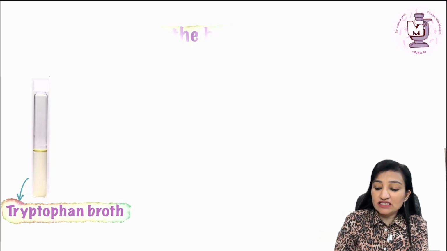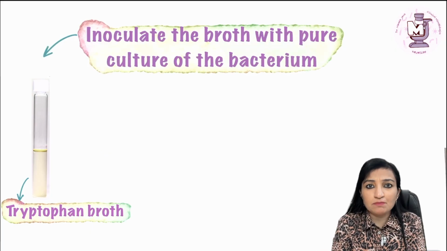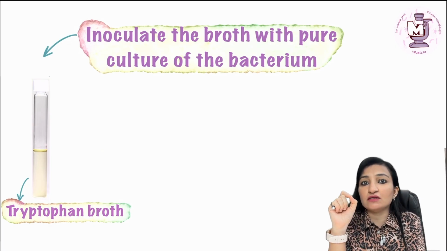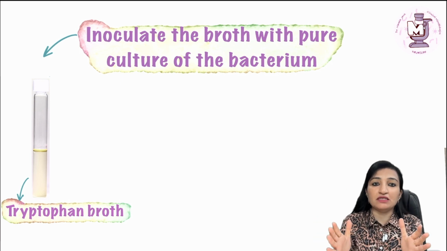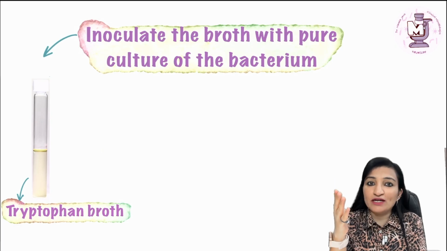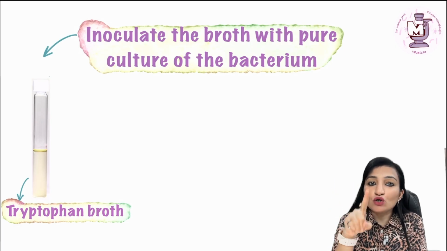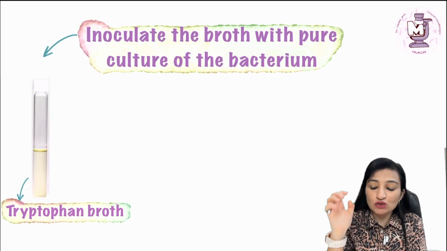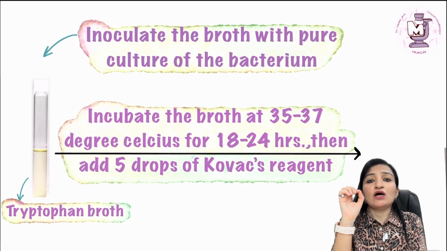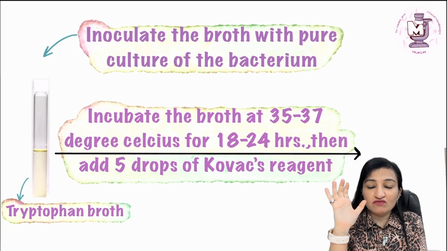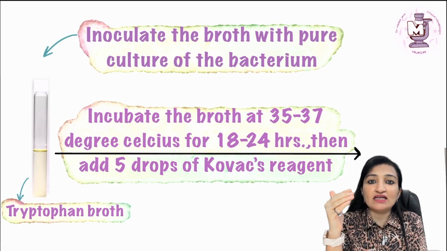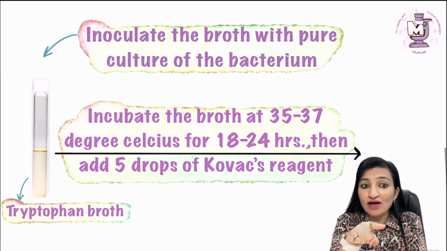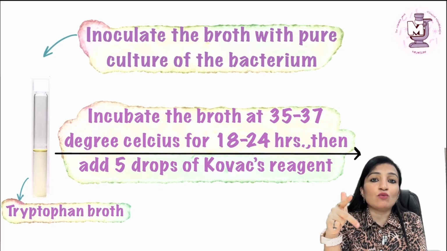Okay, so let's say you have some clinical sample which you have inoculated on some culture medium, and you got pure colonies on that medium. And you want to do the indole test now. So what you will do is inoculate this broth, that is tryptophan broth, with the pure culture, meaning pure colonies of the bacterium. Now imagine that bacterium is indole positive, meaning it has the tryptophanase enzyme, and therefore it is going to break down the tryptophan present in the tryptophan broth into IAP, that is indole, ammonia and pyruvic acid.